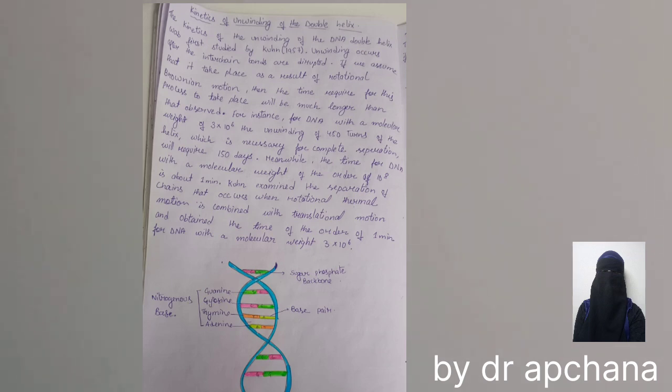For instance, for DNA with a molecular weight of 3 × 10⁶, the unwinding of 450 turns of the helix, which is necessary for complete separation, will require 150 days. Meanwhile, the time for DNA with a molecular weight of the order of 10⁸ is about 1 minute. Kuhn examined the separation of chains that occurs when rotational thermal motion is combined with translational motion and obtained a time of the order of 1 minute for DNA with this molecular weight. As you can see, the structure of DNA is shown here.